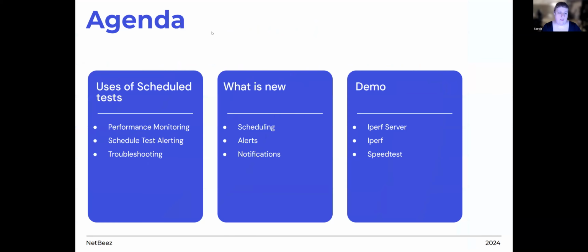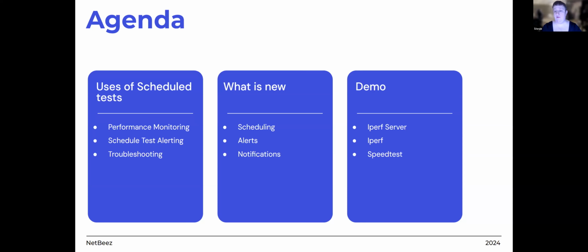So, quick agenda overview. We're going to have 3 really quick slides. We're just going to talk about the use cases for scheduled testing. There will be a slide talking about what's new, but I'm actually just putting that in there for slide purposes. I'm actually going to show you that. And then we're going to do some quick demos.